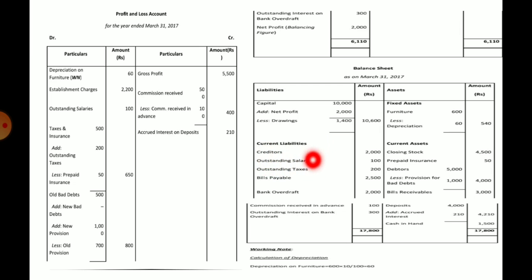After that, current liability is transferred and fixed assets, all the adjustments are transferred to the balance sheet also. From fixed assets, less depreciation, closing stock, prepaid insurance if there is any, debtors, less provision for bad debt. Okay, bill receivable, deposits, accrued interest, cash in hand. And after preparing this, balance the balance sheet. If both of the sides are equal, it means you solved your question authentically.